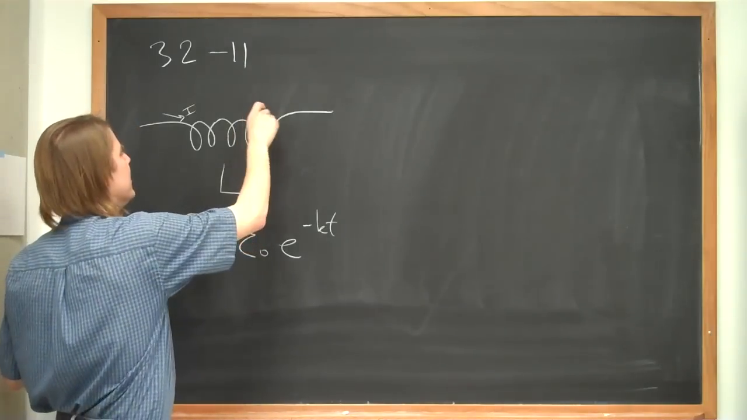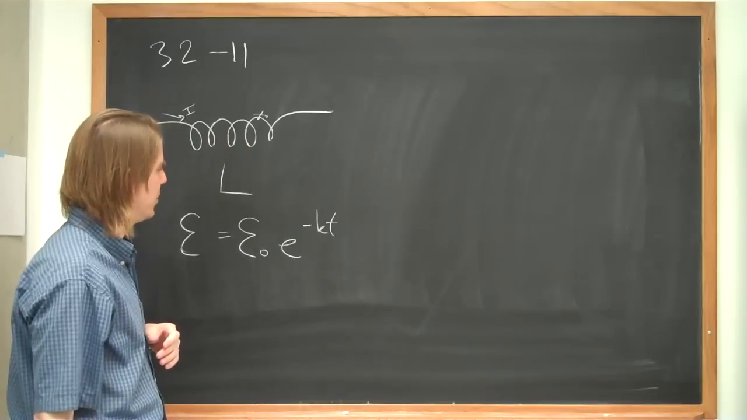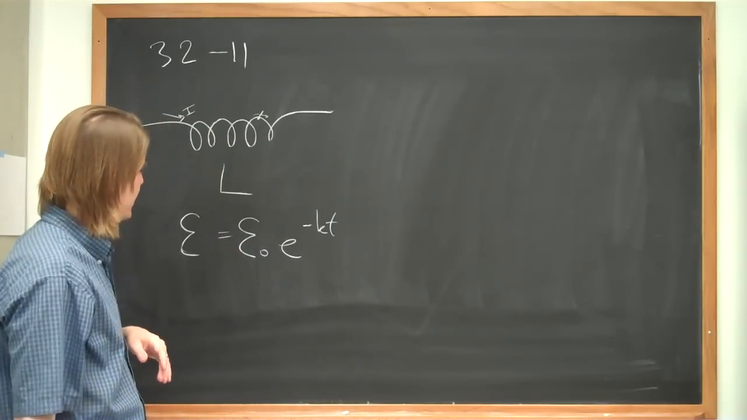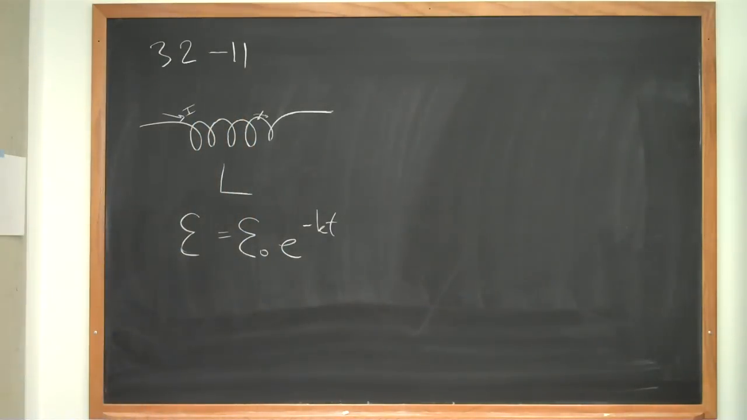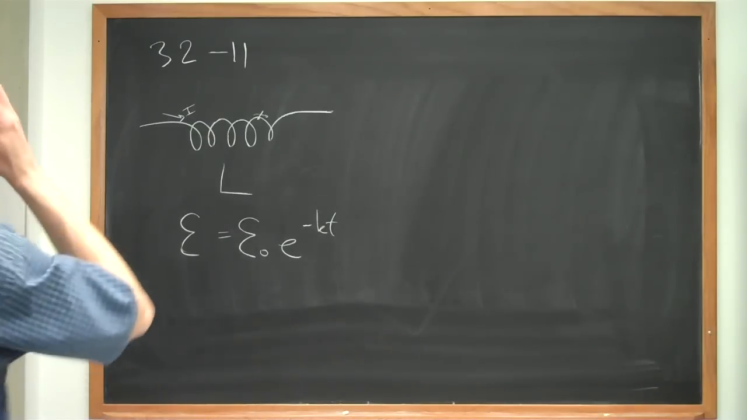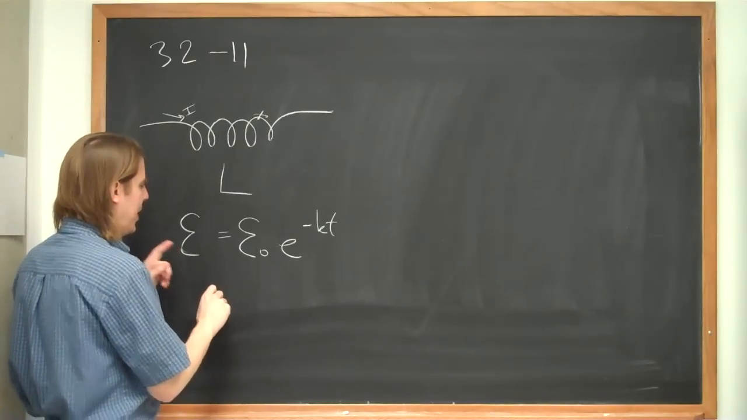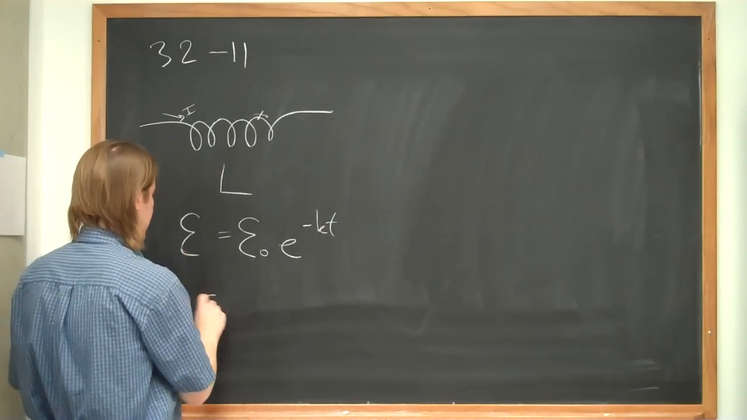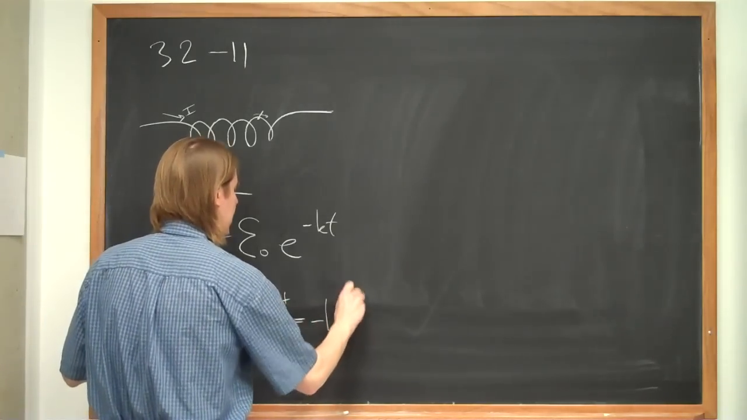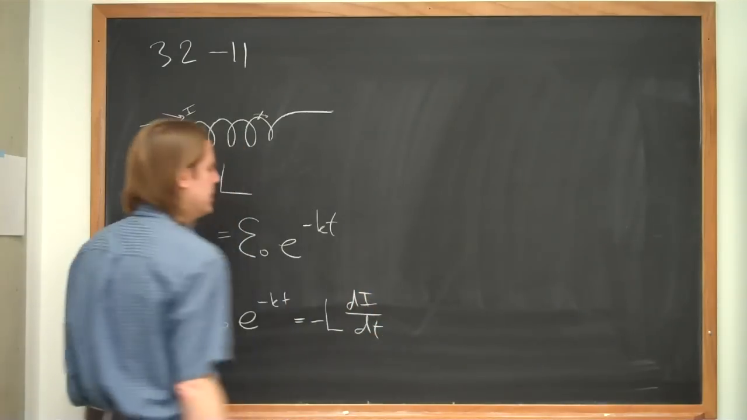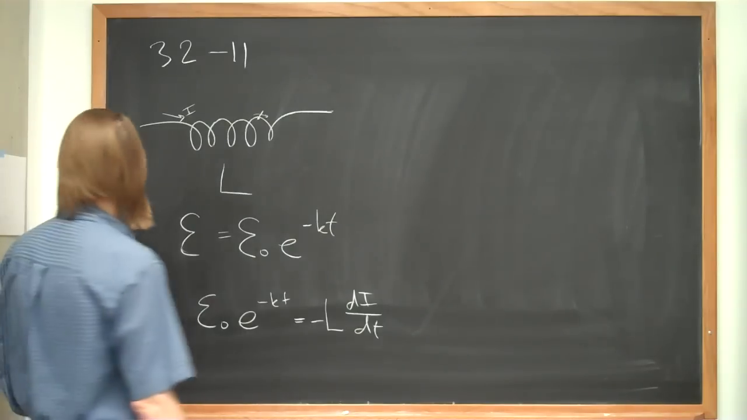The way to get the amount of charge that goes past that point is first to get the current. So we have to figure out how we get the current. We go to essentially our definition of the inductance, that this is also equal to minus L dI/dt. So we set E₀ e^(-kt) equal to minus L dI/dt, because once we know the current, we can figure out how much charge flows past one point.